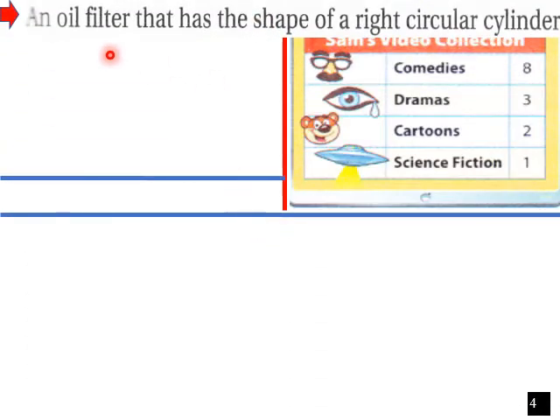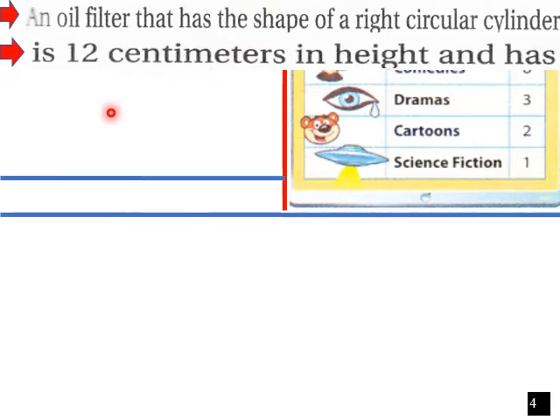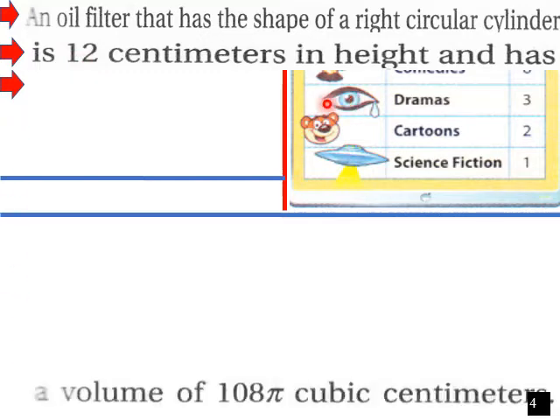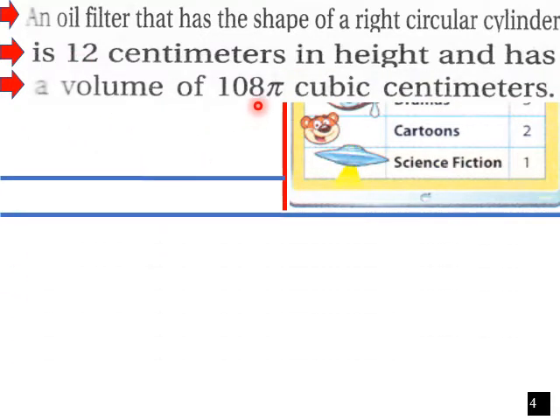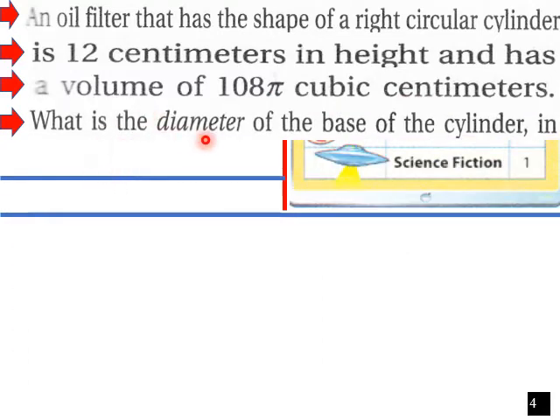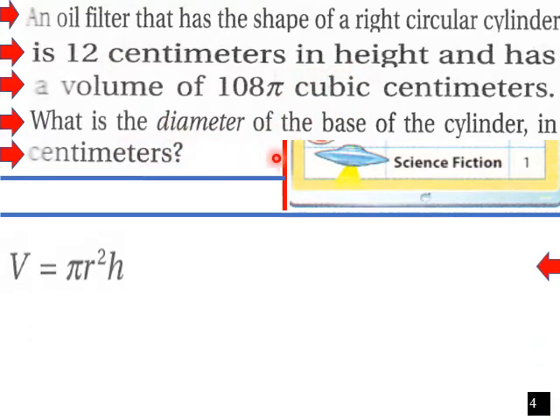Say, for example, an oil filter has the shape of a right circular cylinder and is 12 centimeters in height and has a volume of 108 pi cubic centimeters. What is the diameter of the base of the cylinder in centimeters? So we have a volume of 108 pi, the shape of a right circular cylinder, and it is 12 centimeters in height, so we need to find the diameter.